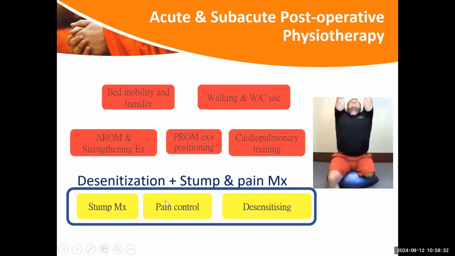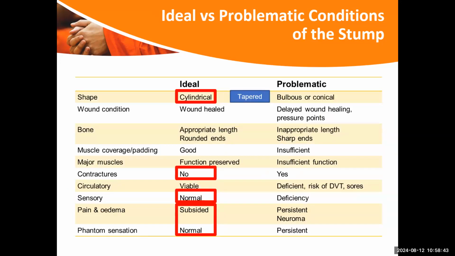Okay, and another major role of us is desensitization or the stump or the pain management. Okay, so this is the ideal stump shape, the ideal condition of the stump. Okay, so cylindrical or what we call taper. Taper is pointed, wider at the top and narrower at the bottom. Because if you reverse it, wider at the bottom and narrower at the top, it will swell at the bottom. So it's difficult to put on the prosthesis. So you have to have it taper so you can put the prosthesis socket on. Okay, so taper or cylindrical.